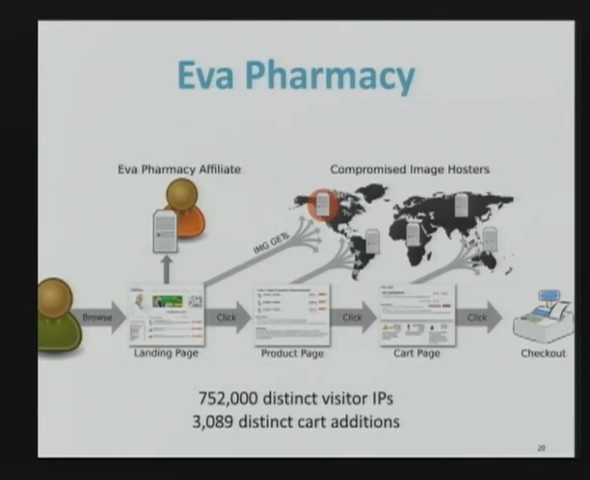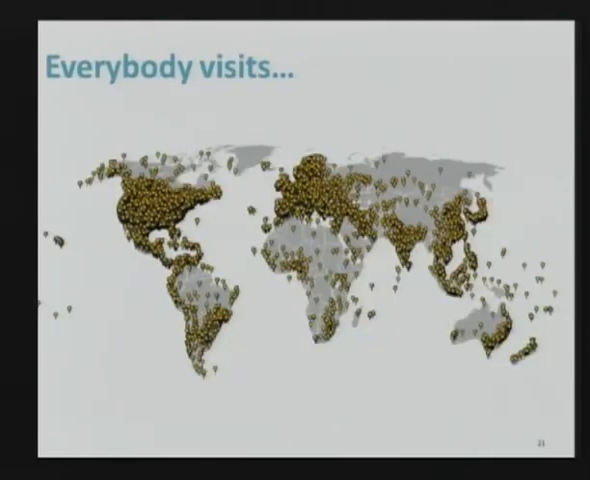In this instance, we actually get to see information about 750,000 distinct visitors to Ava Pharmacy sites and over 3,000 distinct items that the individual users wanted to purchase. So here we get to see what item they wanted and what the IP address was of the end user who was trying to select this product. So we got to see from where and what they desired and how much was desired comparatively.